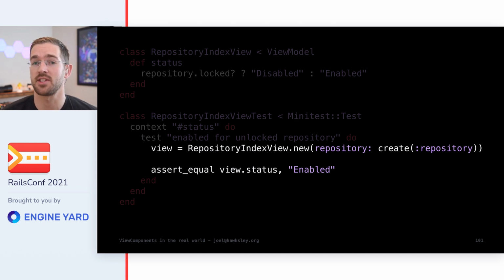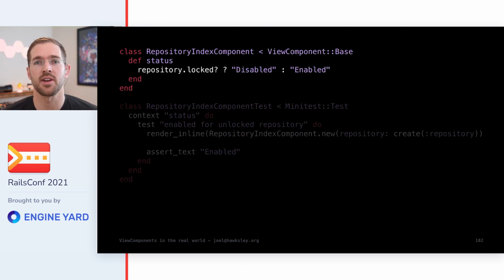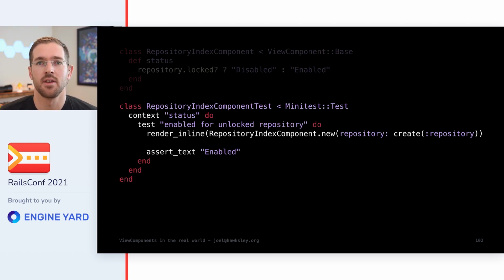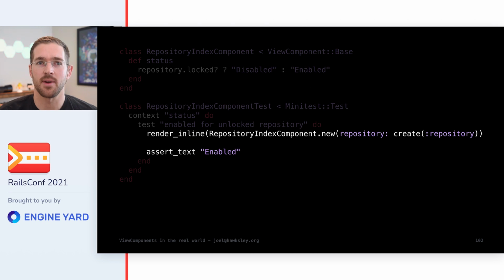We'd pass this object into a template and access some values from it, such as view.status. So here's what it looks like rewritten as a view component. As you can see, not much has changed. It's really just that we are now inheriting from ViewComponent base, and the name of our class happens to end in component. And for the test, not much really changes either. So we have a render inline method that takes an instance of our component, and then we're using a capybara matcher to assert that the text enabled is rendered.